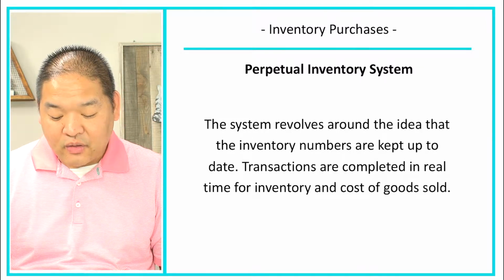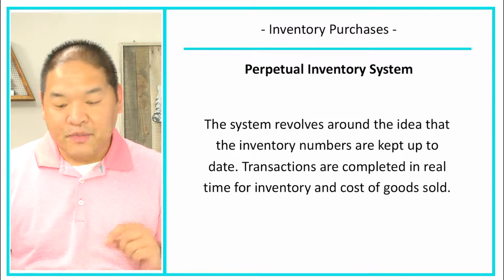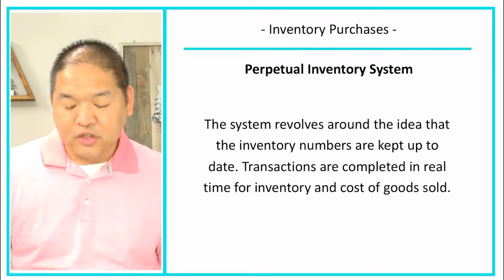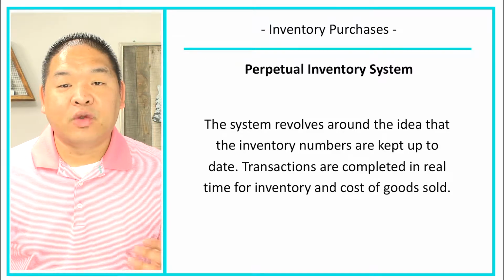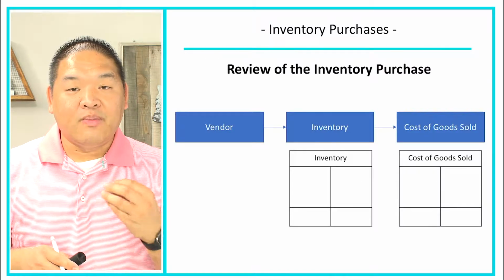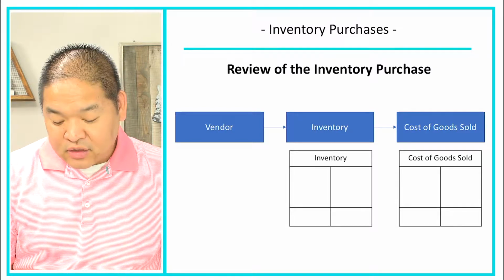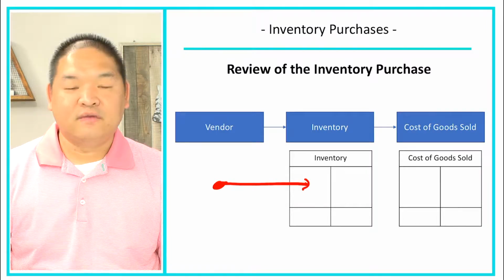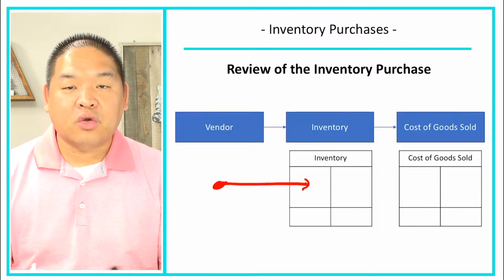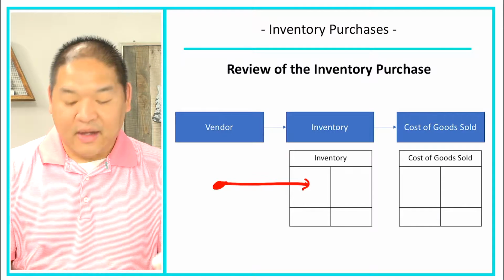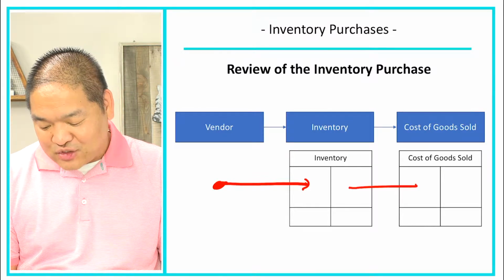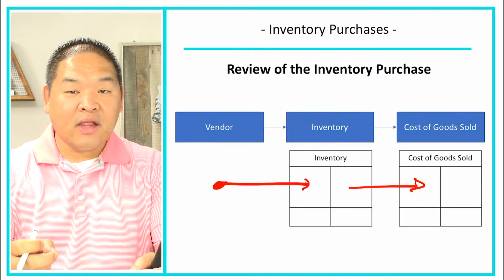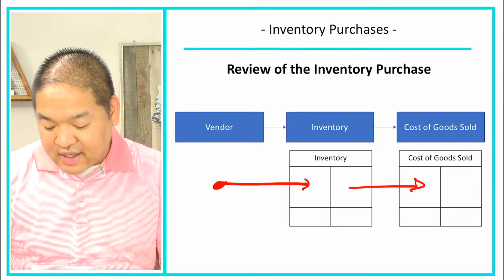Now, remember that this system revolves around the idea that inventory numbers are kept up to date. Transactions are completed in real time for inventory and the cost of goods sold amount. As a review, when we buy inventory from our vendors, the cost of that inventory goes from the vendor to our inventory account. We will debit inventory and credit, well, you'll see in a minute. Then we move it from inventory to cost of goods sold when we actually sell it. If we don't sell it, we don't move it, so it stays in inventory.